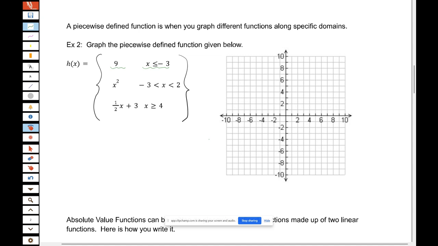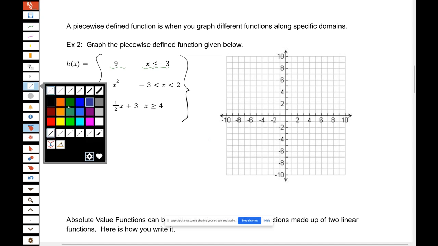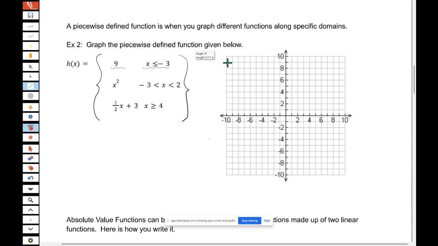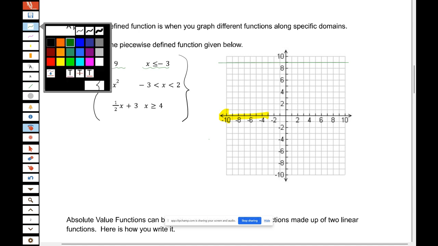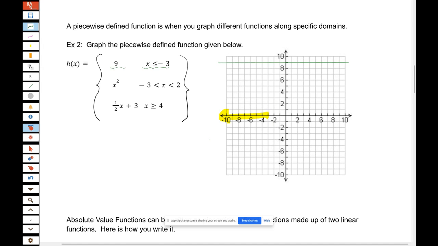If I was to plot the whole line y equals 9, here it is, but I don't need the whole line. I just need the part that starts at -3 and goes to the left. So the only part of this line that I actually need is all the way up to -3. And it says or equal to -3, so that point gets a closed circle. It's part of the graph. So that's the first section of my graph.